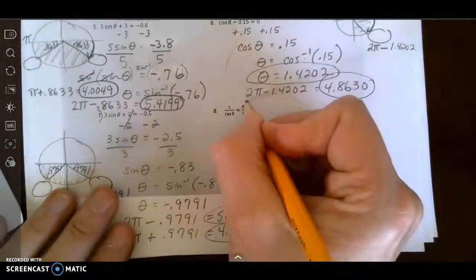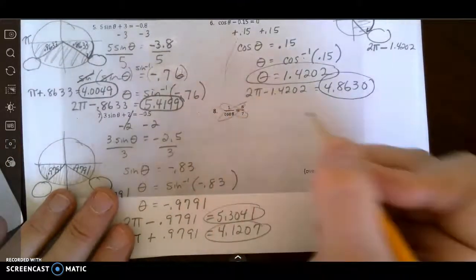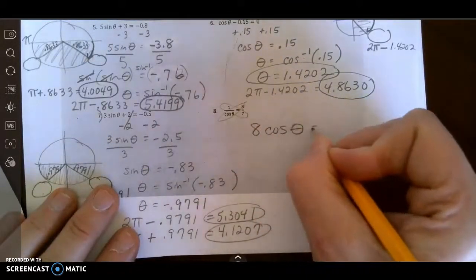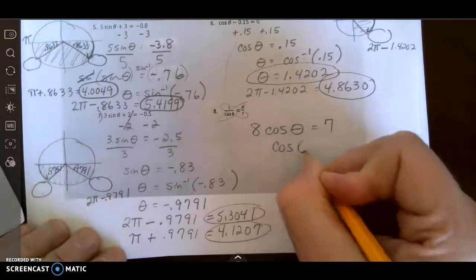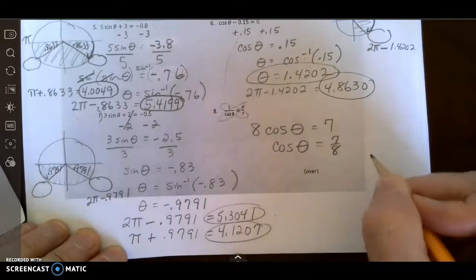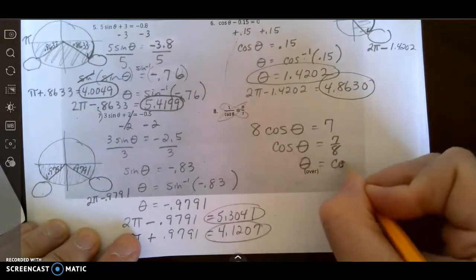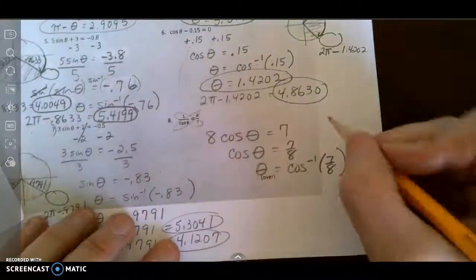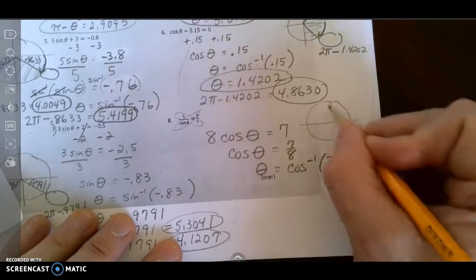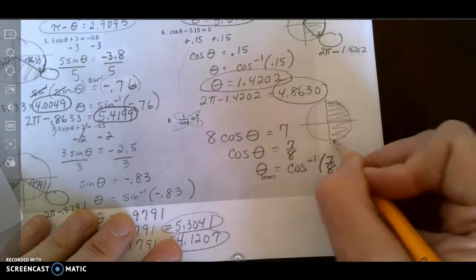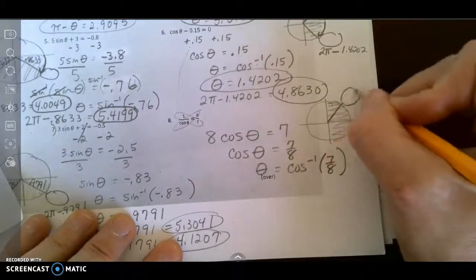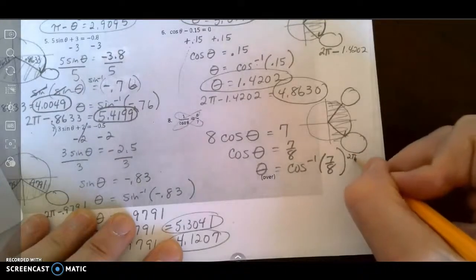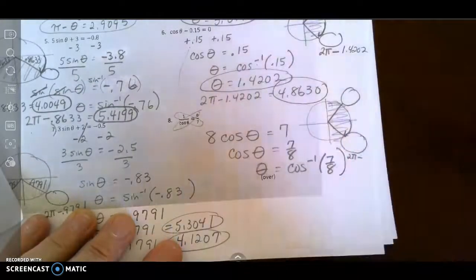Last problem here on this page. Anytime I have 2 fractions, I cross multiply, and I get 8 times the cosine of theta equals 7. So the cosine of theta equals 7/8. So theta is equal to the inverse cosine of 7/8. Cosine is positive on the right side of the circle. I'm going to have an answer here. I'm going to have an answer here. Remember, this one here is going to be 2 pi minus whatever angle I get here.